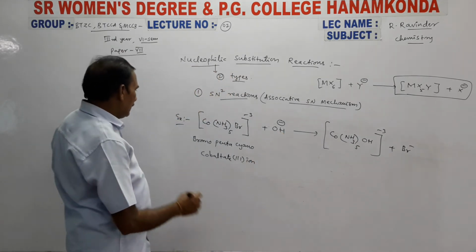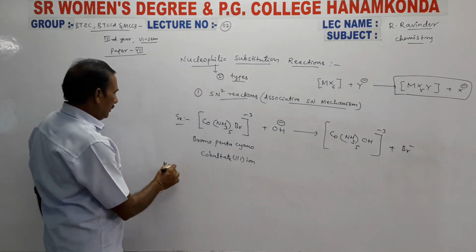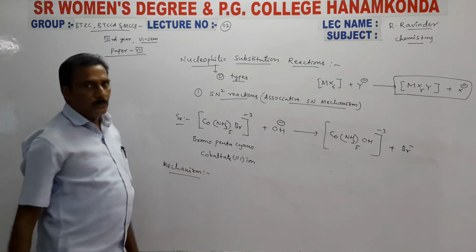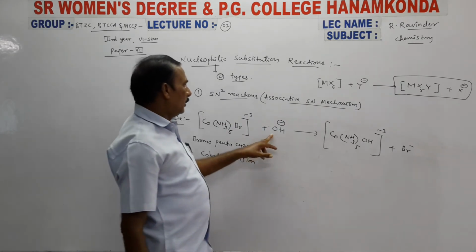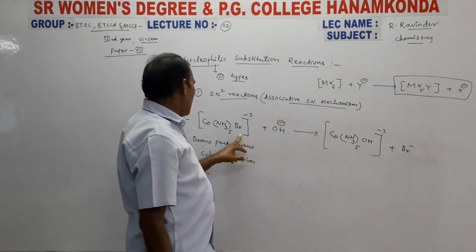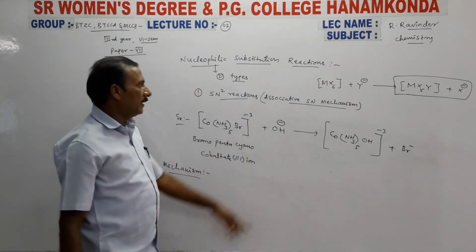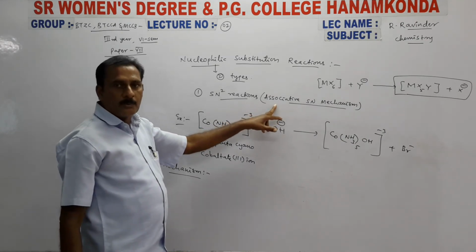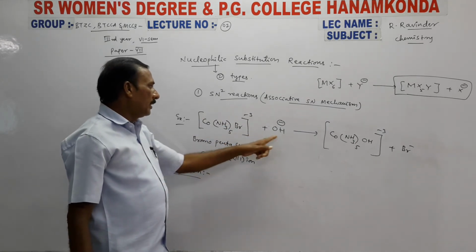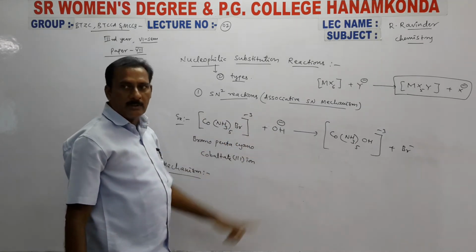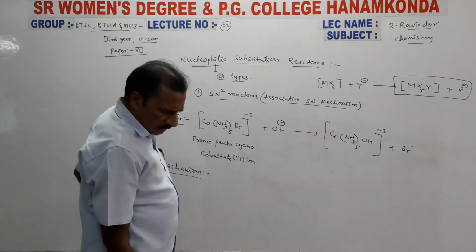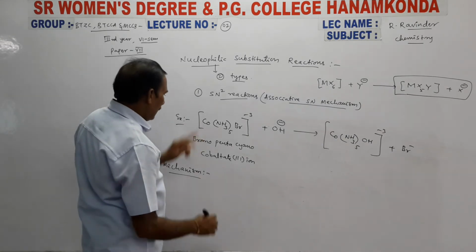Now, the mechanism of this reaction. The mechanism is the SN2 reaction mechanism, or associative mechanism. Associative means the OH minus ligand first associates with the reactant molecule. That's why it is the associative nucleophilic substitution reaction mechanism, or SN2 reaction mechanism. The rate of the reaction depends upon the concentration of two reactant molecules, which is called the SN2 reaction mechanism.